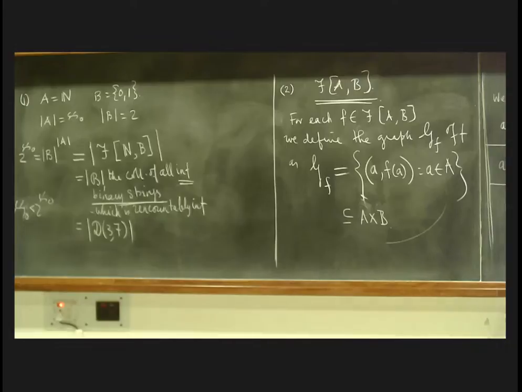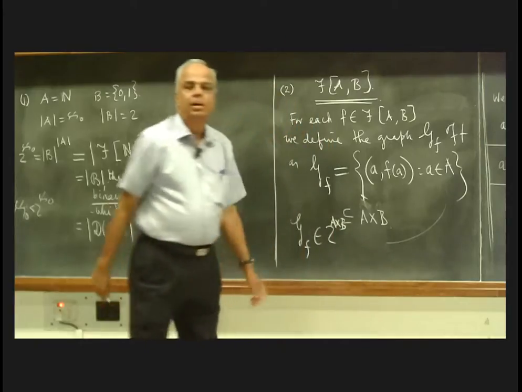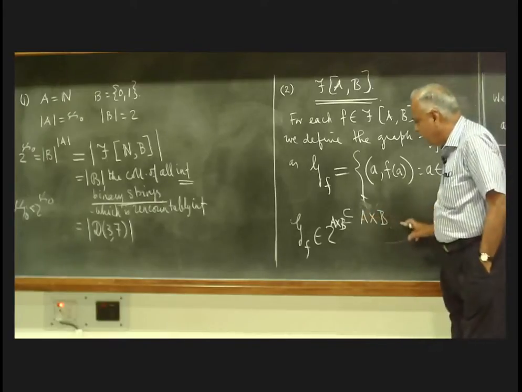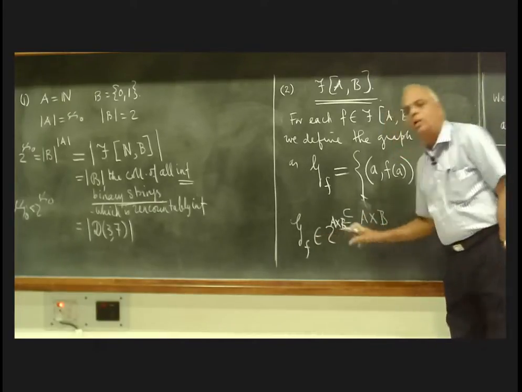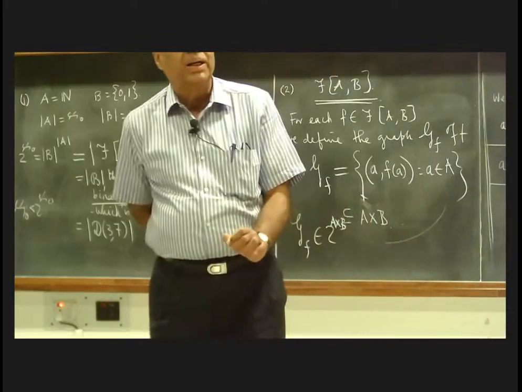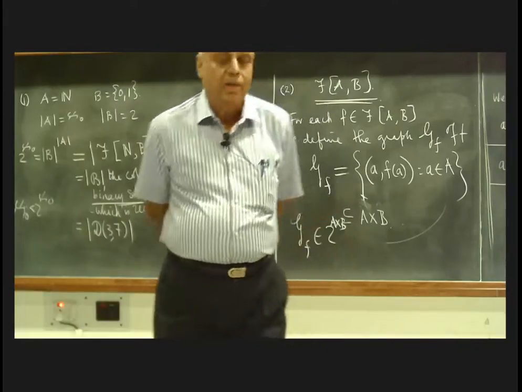So I can also write it as an element of 2 to the A cross B, right? 2 to the A cross B is the collection of all subsets of A cross B, and this is one subset of A cross B. The elements of this are subsets, and this is one of them. So the graph of f is an element of the power set of A cross B. For any function from A to B, the graph of f is an element of the power set of A cross B. Is that clear?